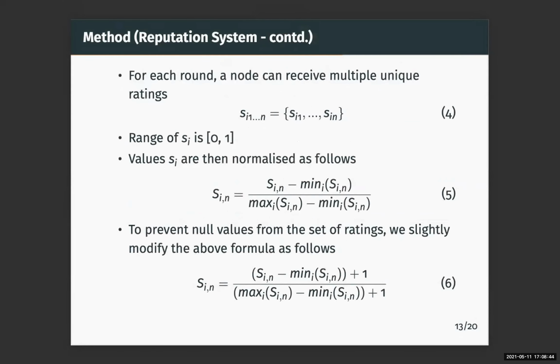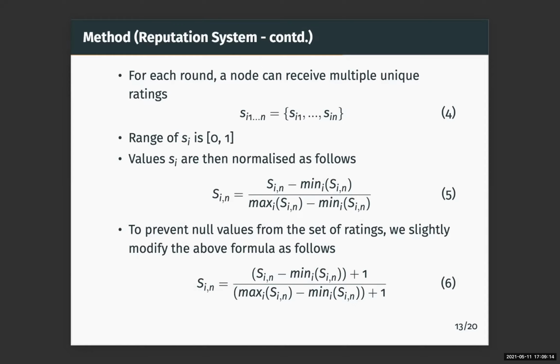So to go through the steps properly, for each round, a node can receive multiple unique ratings. The emphasis here is on unique because we don't want the case where a node is receiving more than one rating for a particular round. The range of this rating is between 0 and 1. It's never more than 1. But depending on some system configurations, those values can be set within a particular limit.